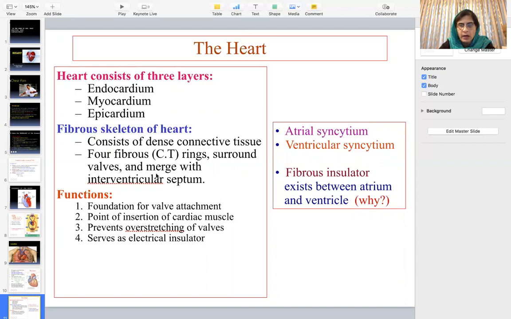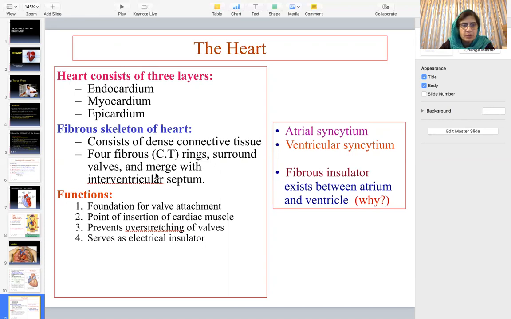The heart is a hollow organ. The wall of the heart is filled with blood, and so the wall of the heart is made up of three layers. The innermost layer, which is facing the blood, is called the endocardium. The middle layer, which comprises the muscle, is called the myocardium, and the outermost fibrous layer is called the epicardium, which is also called the pericardium.